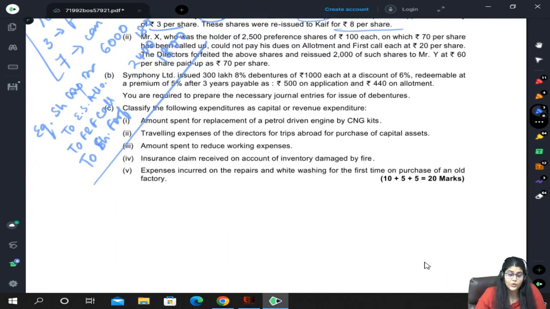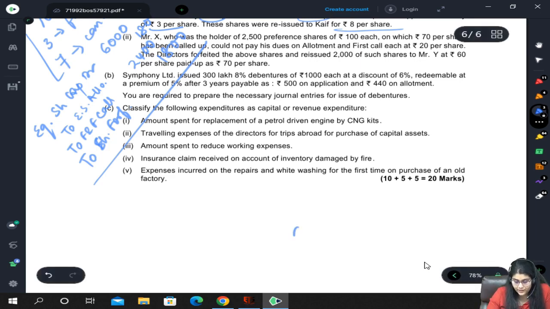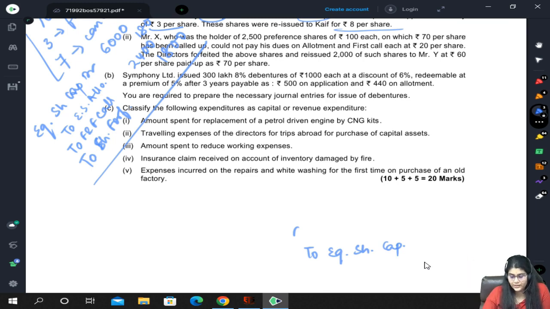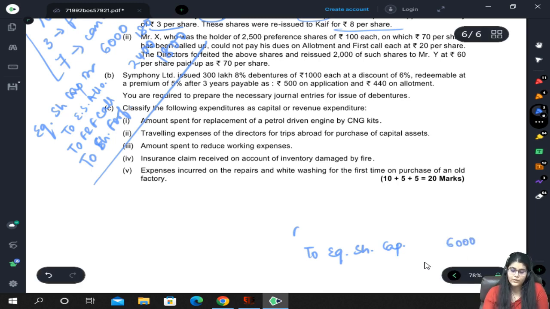Next we have to reissue these shares. Reissued to KEF at 8 per share, which means the discount was of 2 rupees. 2 rupees per share discount will be deducted from the forfeited shares account. So, first of all, let's create the share capital. All the 600 shares are issued. So, 6,000 will go to equity share. We are receiving 8 rupees per share from KEF. So 8 into 600, which is 24, sorry.